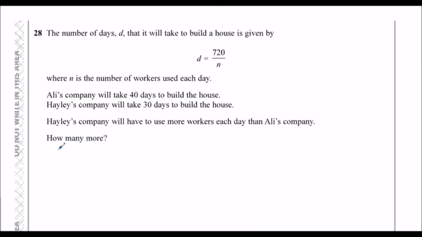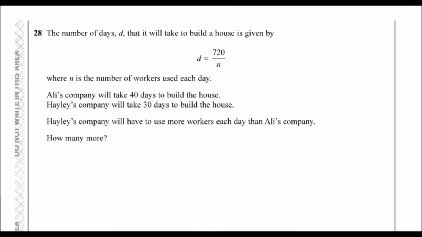Question 28. The number of days, D, that it will take to build a house is given by D equals 720 over N, where N is the number of workers used each day. Ali's company will take 40 days to build the house. Haley's company will take 30 days. Haley's company will have to use more workers. How many more?